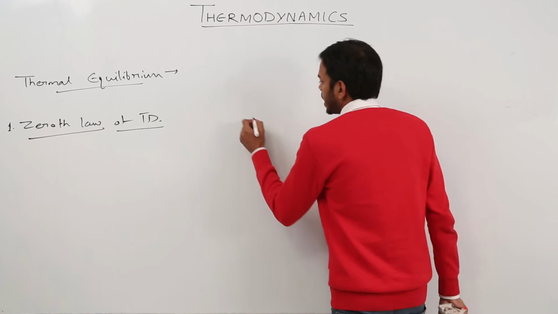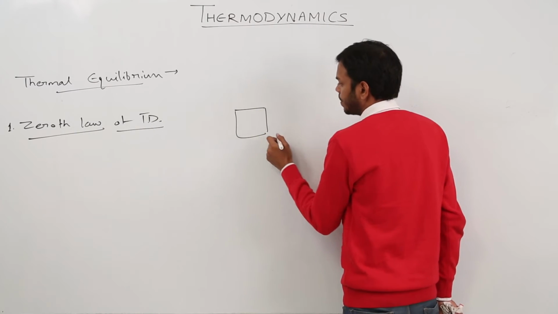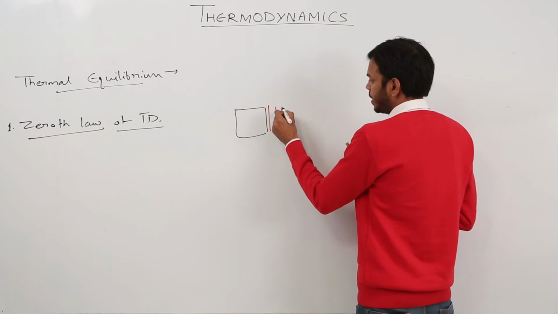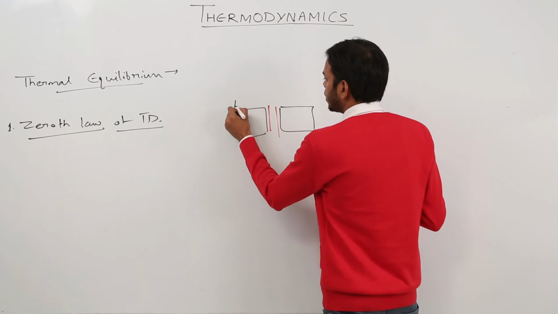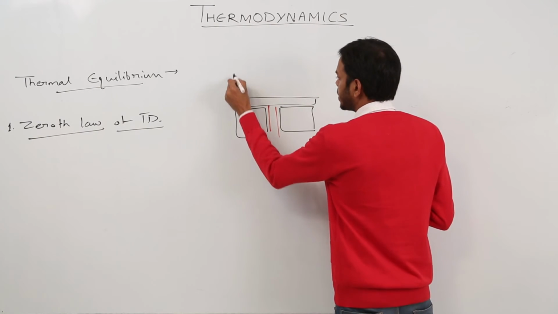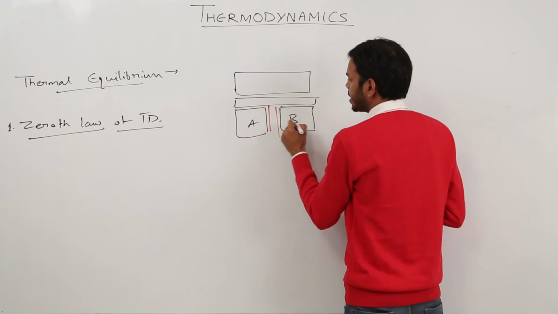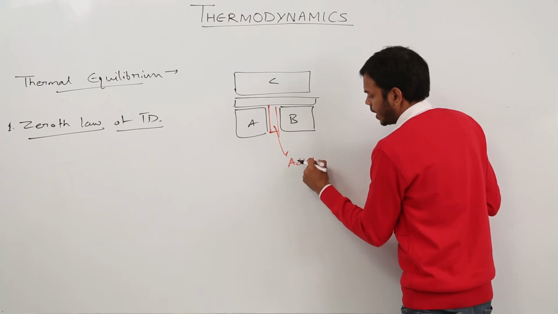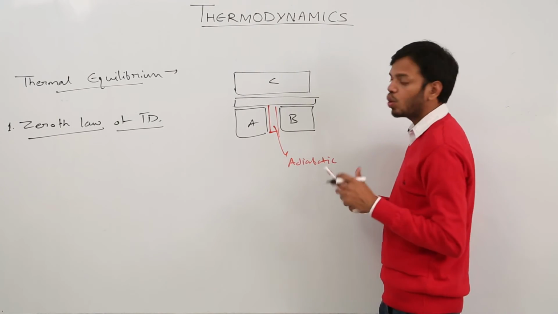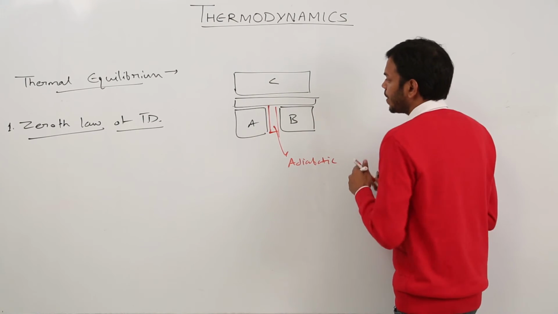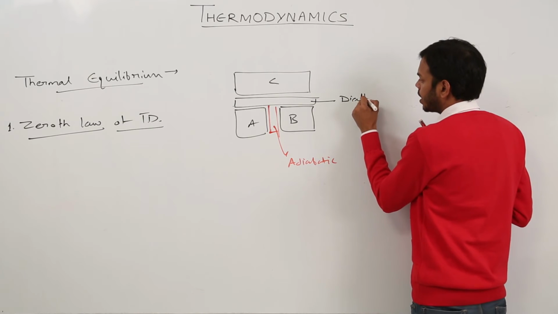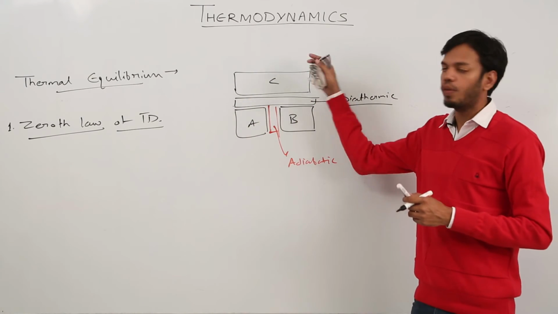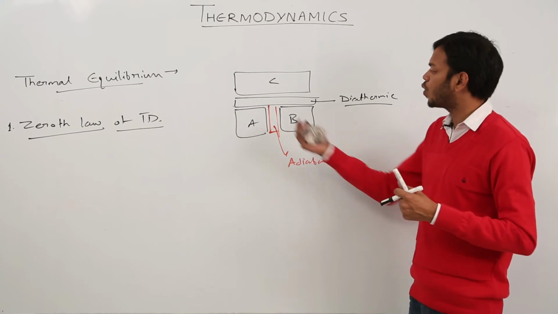What this law states is, suppose we have three systems, system A, system B, and system C. Here we have adiabatic walls. That means there is no transfer of heat from system A to system B, whereas here I have a diathermic wall. That means heat can easily flow from system A to C and B to C, or vice versa, but heat cannot internally flow between A and B.